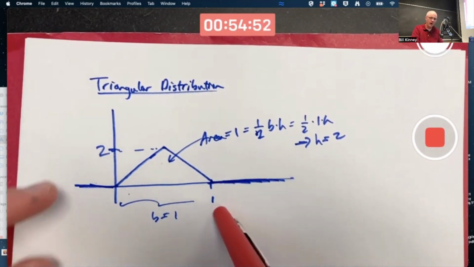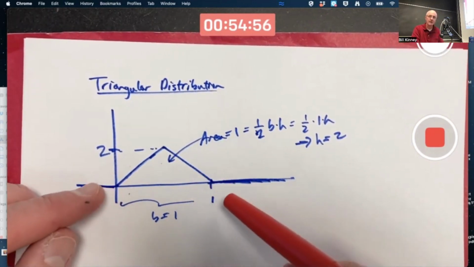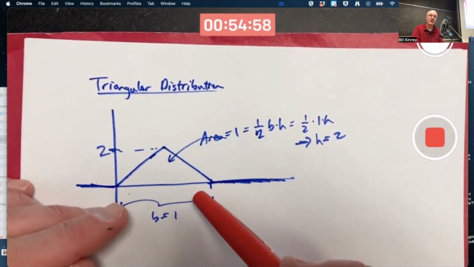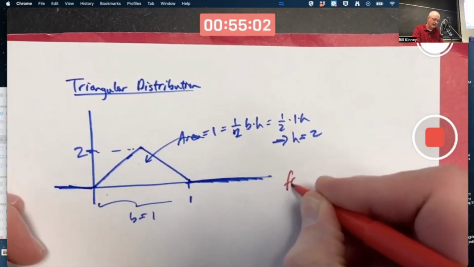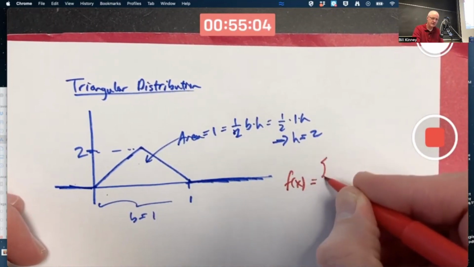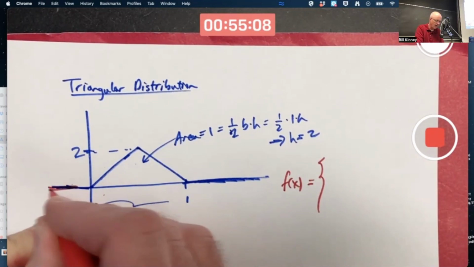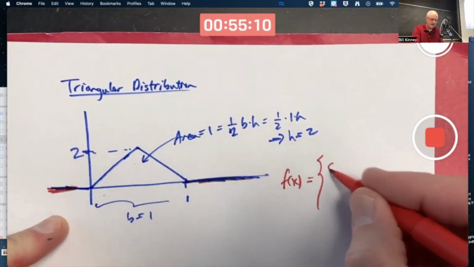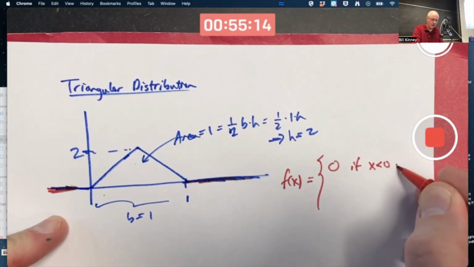If I choose this to be 1, that will have to be 2 for this to be a valid probability density function, for the area under the graph to equal 1. In terms of a formula, it's a little trickier than the uniform distribution. I can certainly say it's 0 over here and over here still: 0 if x is less than 0 or x is bigger than 1.